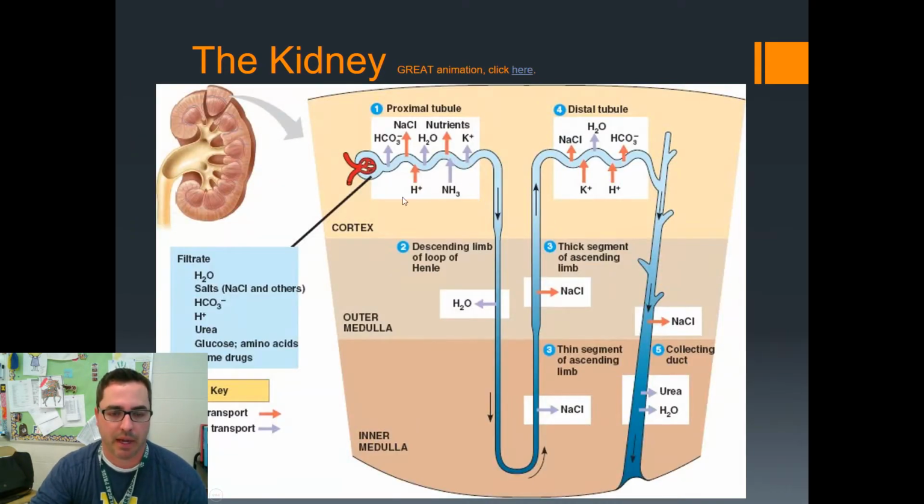Let's go back to this a little bit and look at the different locations here. The first thing you're going to get to right out of the Bowman's capsule is the proximal convoluted tubule. That is going to lead to what we call the loop of Henle.